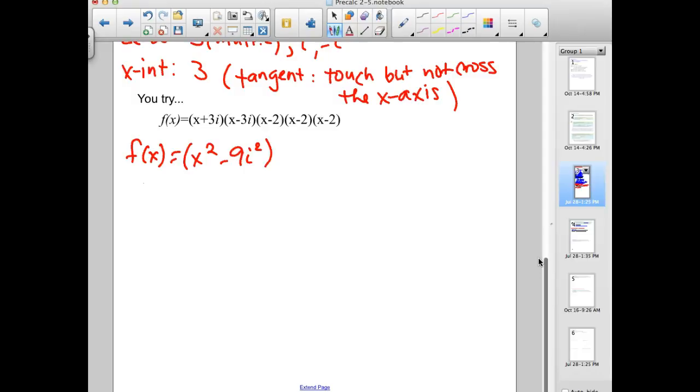Then we have three x minus 2's that all have to be multiplied together. I'm going to hold off on one of them and multiply the other two together. We've got x squared minus 4x plus 4. Cleaning up a little bit, the i squared is negative 1, which makes this x squared plus 9.